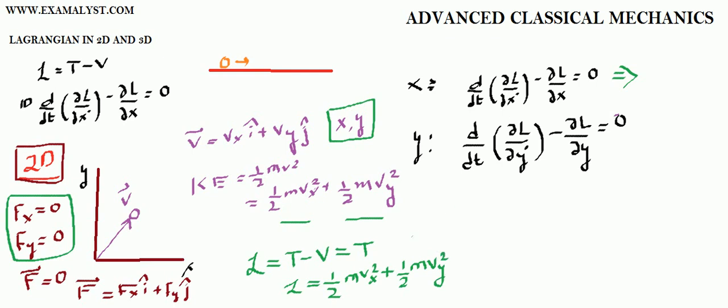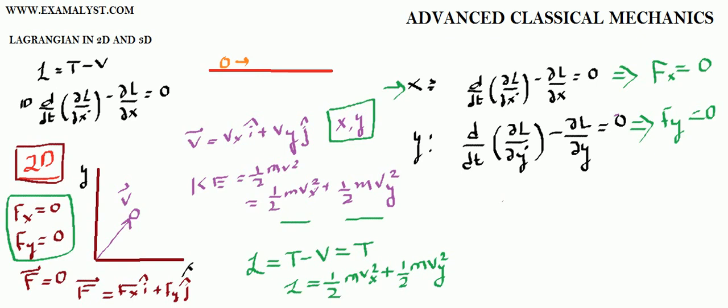Now if you put the value of L in the first equation, you find that at the end the equation says that fx will be 0. And if you put it in the second equation, you will find that fy equals 0. So the Lagrangian equation of motion says that a freely moving object in 2D will have forces in the x and the y axis as 0.